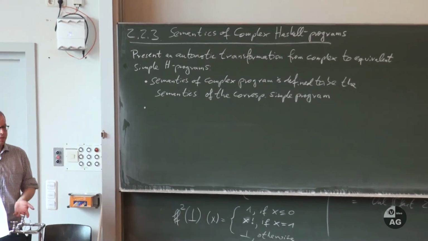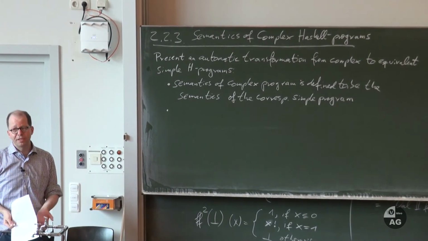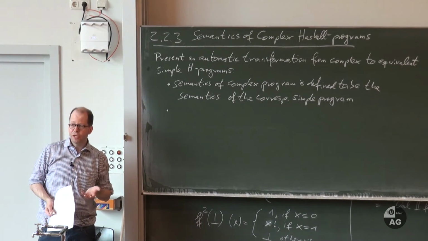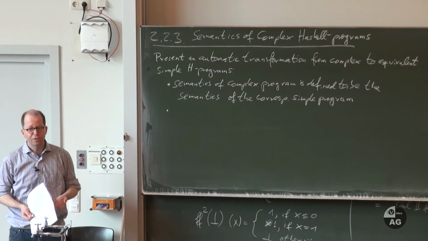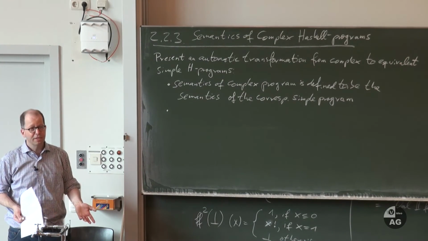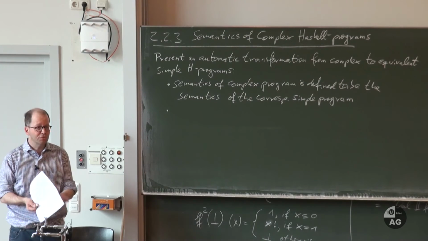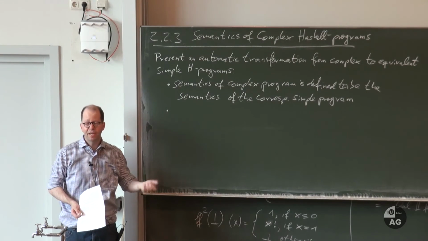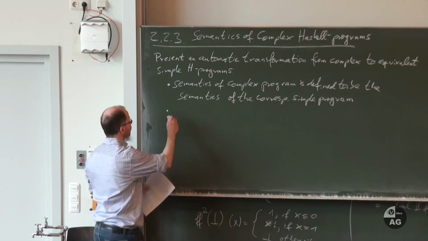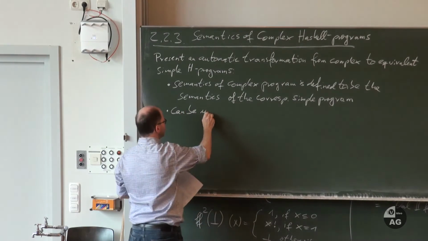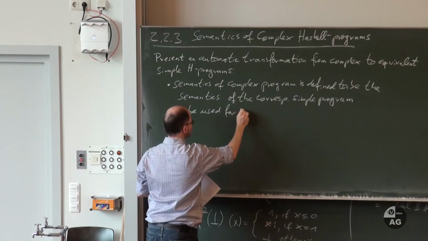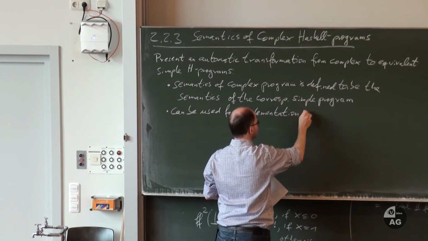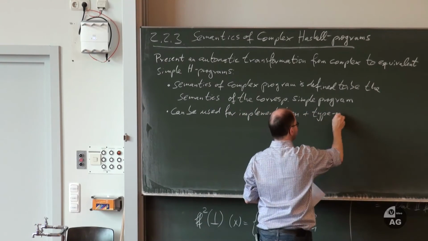After having defined the semantics of Haskell, we will then be concerned with implementing Haskell. So how would you implement a Haskell interpreter yourself? It will turn out that if we have this transformation, we don't need an interpreter for full Haskell. We only need an interpreter for simple Haskell, because as soon as you have a complex program, you can first automatically compile it to a simple Haskell program and then execute the simple program. So this can be used for implementation and also for type checking Haskell.